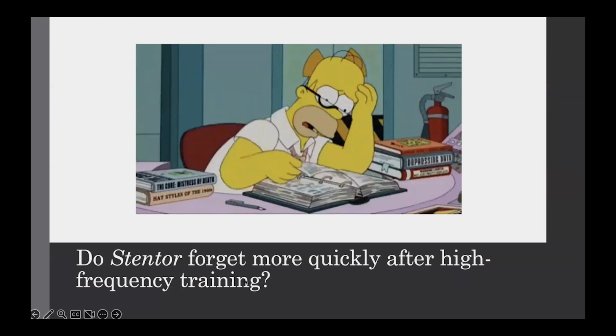So inspired by my own experiences cramming for exams, I found that when I really cram and try to do high frequency learning on myself, I forget all the information immediately after the exam. So my question was, do stentor forget more quickly after high frequency training compared to normal training?